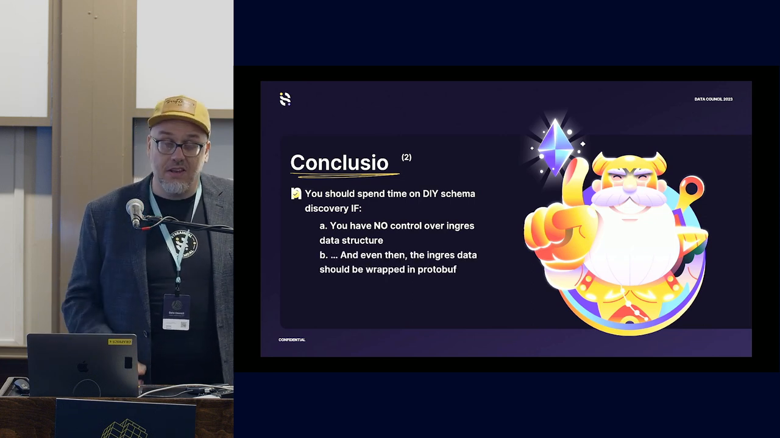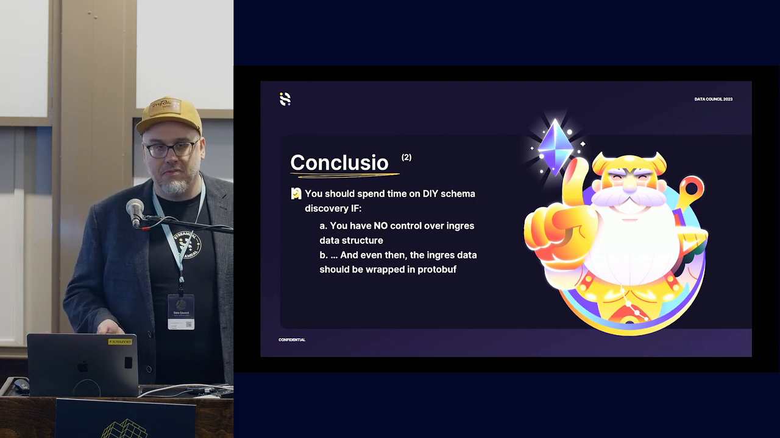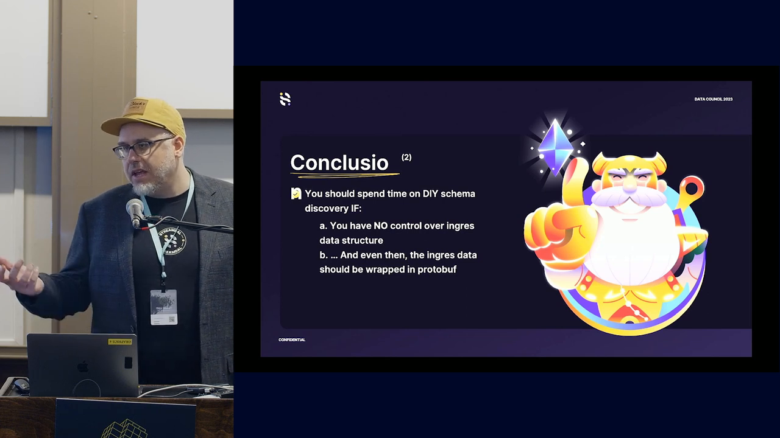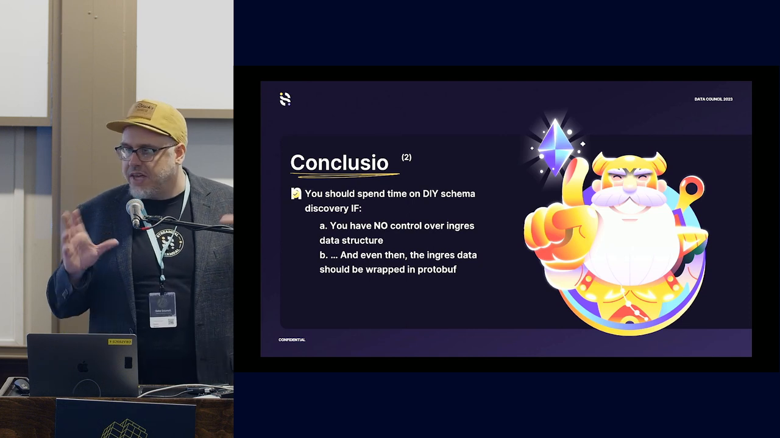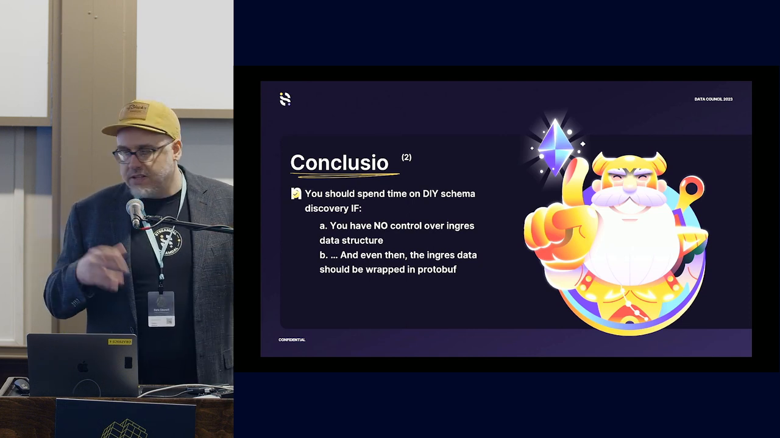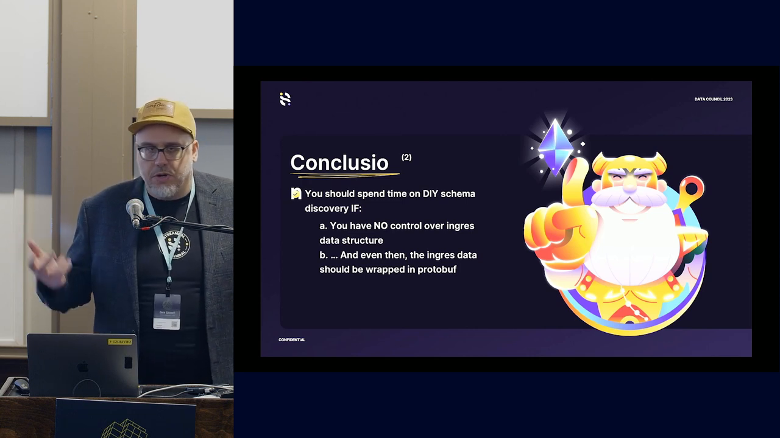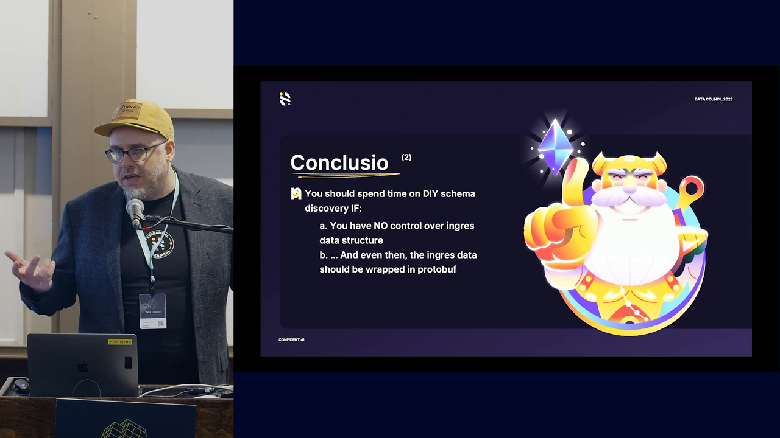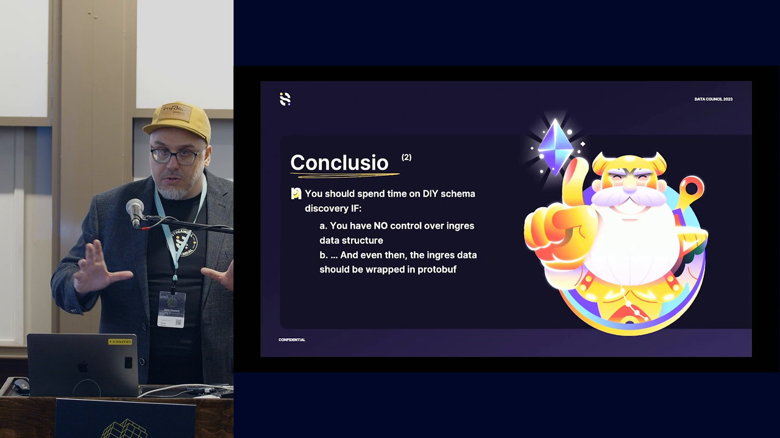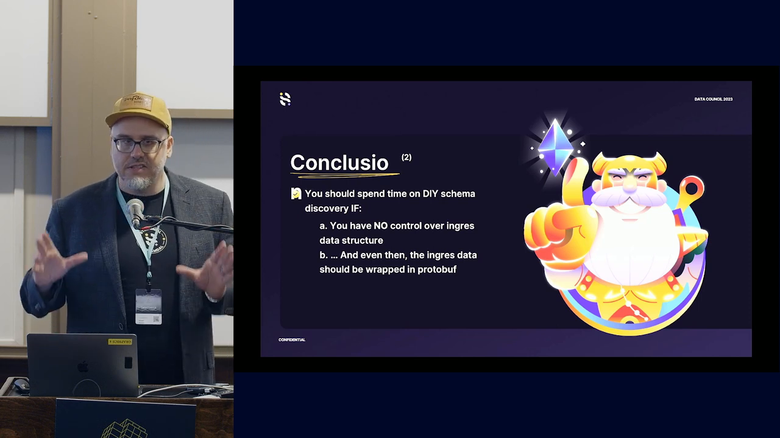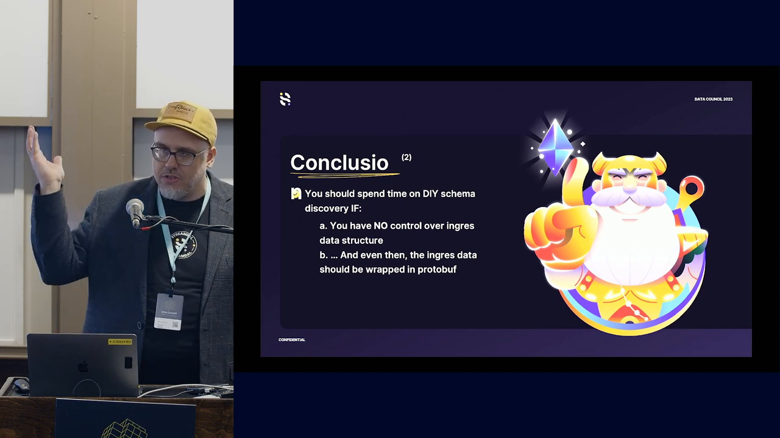And even then, I think you should be wrapping it in protobuf anyways. By that, I mean we're talking about deep envelopes. So you have an outside envelope that is protobuf, and inside that there's going to be a field which is just a byte array, and that one is who knows what, maybe it's CSVs, it could be anything in there. Then you can pass that a little bit further downstream, but at least you've established that there is some schema to the data you're dealing with, instead of just throwing it over the wall.